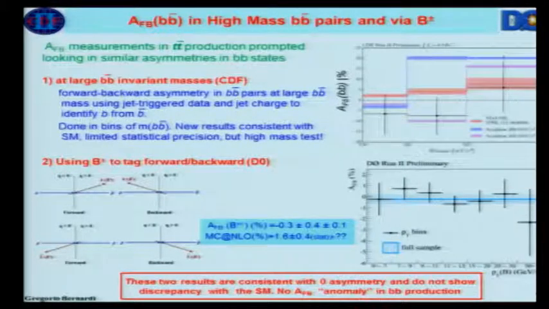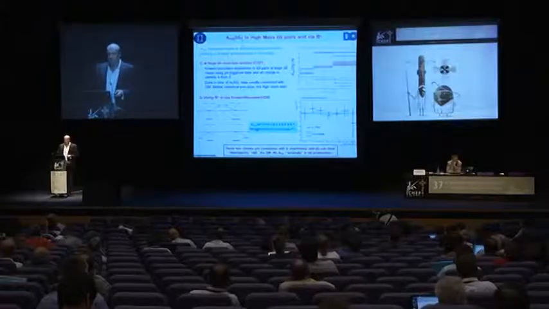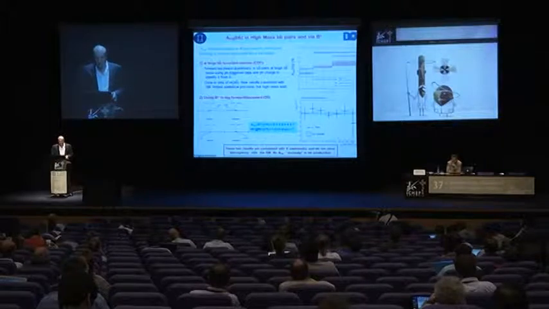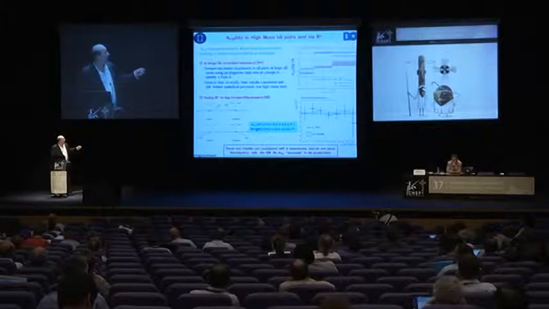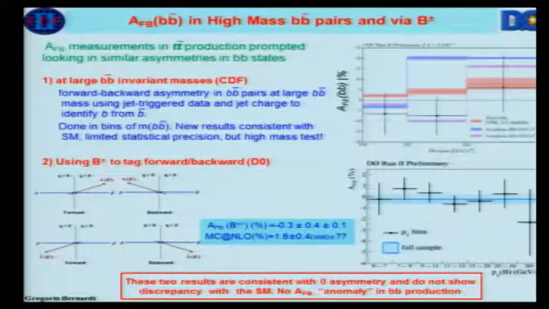Another puzzle has been the forward-backward asymmetry in the tt̄ system, and so for that we went into the bb̄ and looked to see if we could see the same effect. There have been two analyses just released, one by CDF at large bb̄ invariant mass. Here we use bb̄ pairs using jet-triggered data and jet charge to identify the b from the b̄. This is done in bins of the invariant bb̄ mass, and this is low statistics because you go to high mass, but it's in the same regime as the tt̄ asymmetry. You see that the data are consistent with zero asymmetry, while the axigluon models would be clearly away, and in fact some of them are excluded in this analysis.